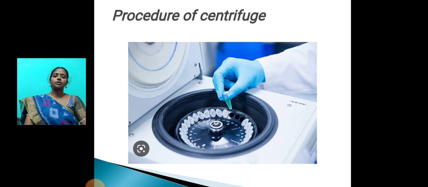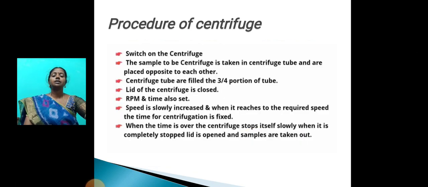First, we see how to use a centrifuge. That is the procedure of a centrifuge. First, we go to the laboratory or a research center. We switch on the centrifuge, and then the sample is taken in a centrifuge tube and placed opposite to each other. Not to put them one, two, three in order, we should put the centrifugation tubes in opposite directions, each balancing the centrifugal force.